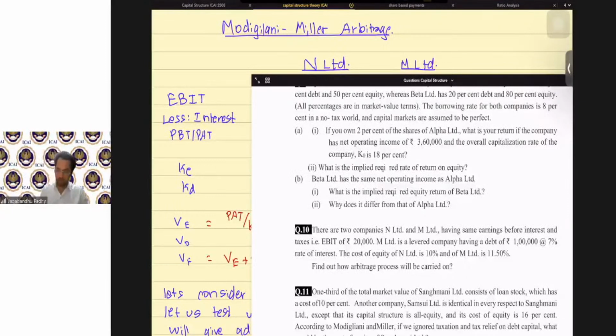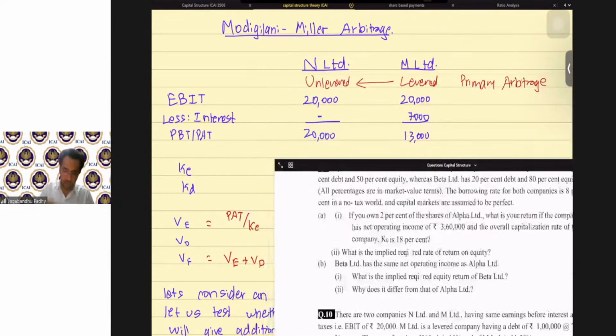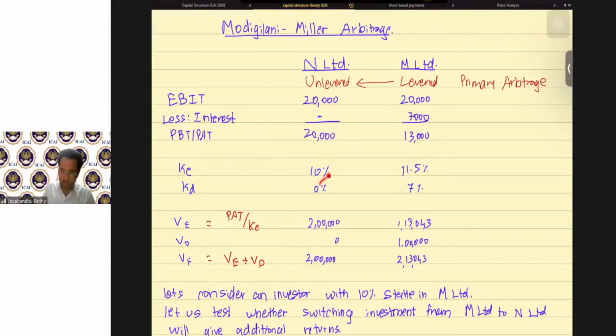So EBIT of 20,000. That's common for both the companies. Then we had the PAT, PBT, KE, and all those calculations we have done. Value of the firm, N Limited, which was the unlevered company, it comes out to be 2 lakh, and the levered company has a value of 2,13,043.